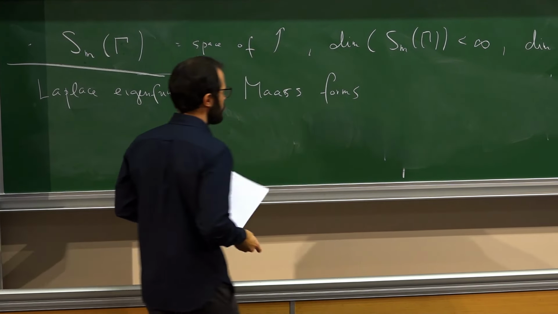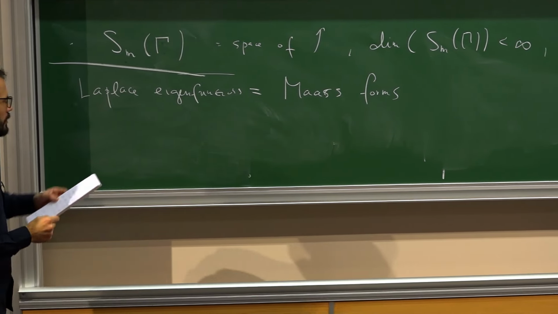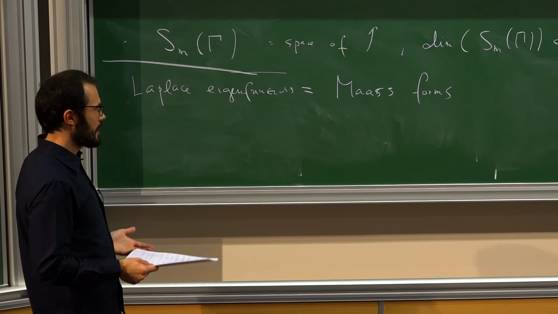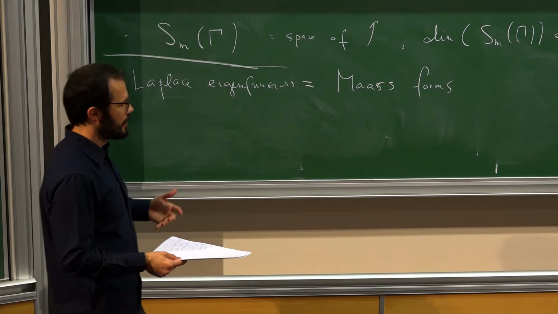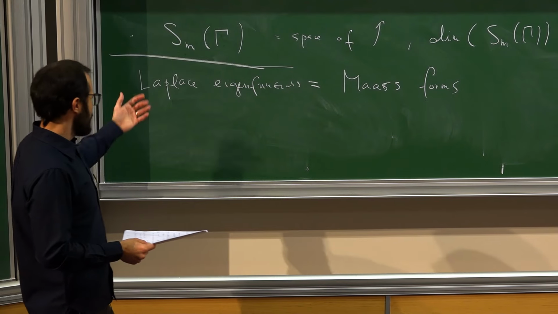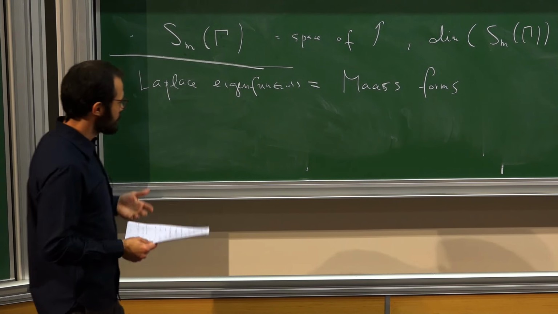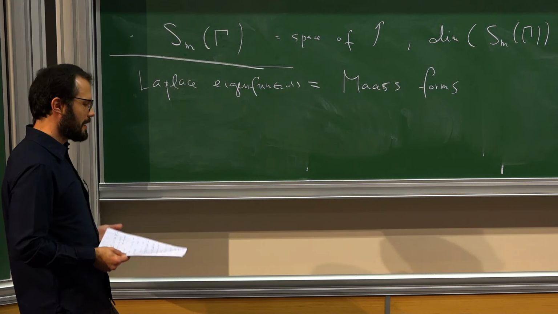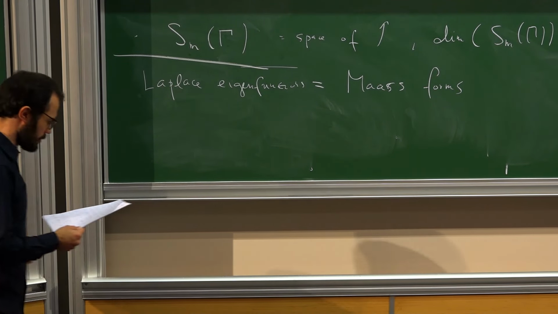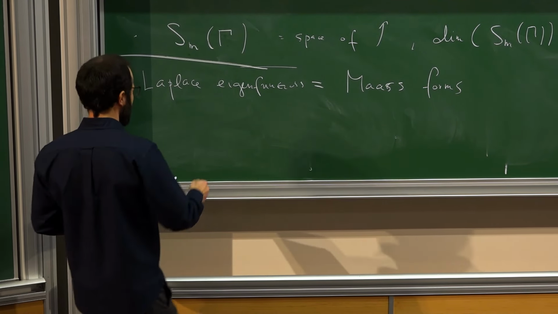And the way to think about them is that the holomorphic modular forms are basically functions on the surface which satisfy an extra differential equation, which is that the anti-holomorphic derivative annihilates them, so they're holomorphic. The Laplace eigenfunctions are similar: they are also functions on the surface, and now they satisfy a slightly more complicated differential equation, which is the Laplace equation. So that's why they're analogous to the holomorphic modular forms.